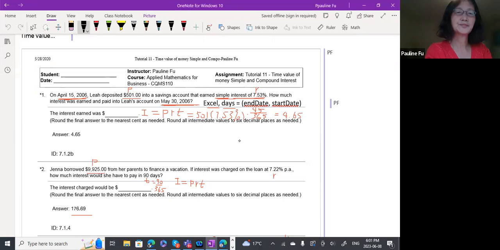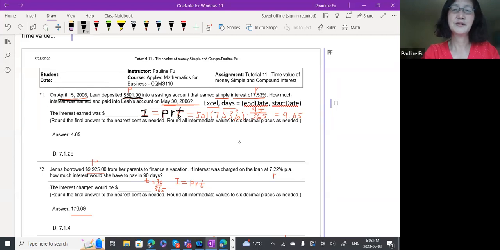On April 15, 2006, Lee deposited $501 into a savings account and earned simple interest of 7.53%. How much interest was earned and paid into Lee's account on May 30, 2006? So this question asks you for interest. We use the formula: interest I equal to principal P times R times T. Principal, $501.